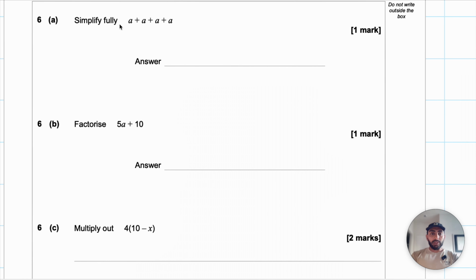Question 6. Simplify fully a plus a plus a plus a. This is 1 lot of a plus 1 lot of a plus 1 lot of a plus 1 lot of a. So altogether, there's 4 lots of a. So we can write 4 multiplied by a, so we just write 4a.